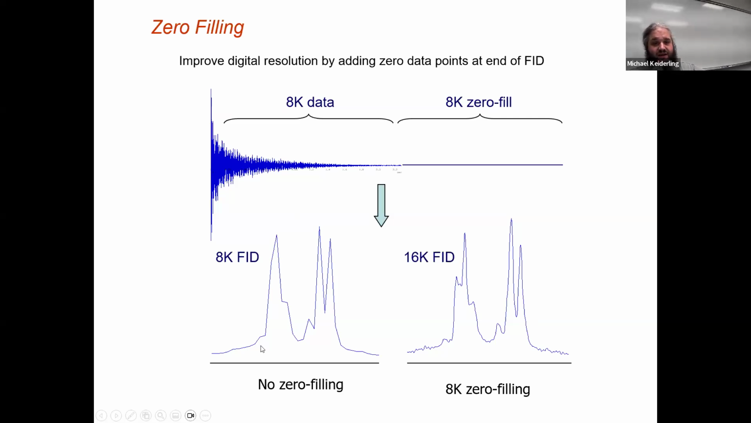This is an 8K FID, and this is a 16K FID with 8K of zero filling. You get finer resolution because your resolution is proportional to the entire time you measure, well, 1 over that time. The longer you measure for, the higher the resolution. This is basically completely decayed, so if you add a bunch of zeros, you can actually get a little more information out.